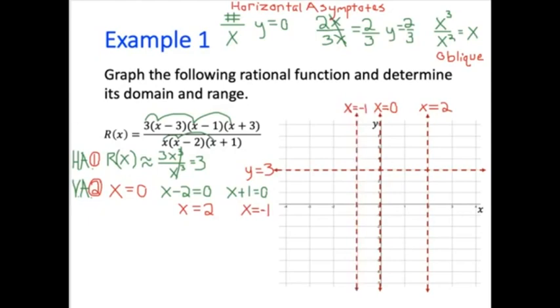Now for step 3, we would look for any removable discontinuities or holes in the graph, but those are going to only occur if you have a factor that's in both the numerator and denominator, and we don't have that here, so we can skip step 3. And then for step 4, we're going to be plotting any x-intercepts. So let's look at step 4. We're going to do our x-intercepts.